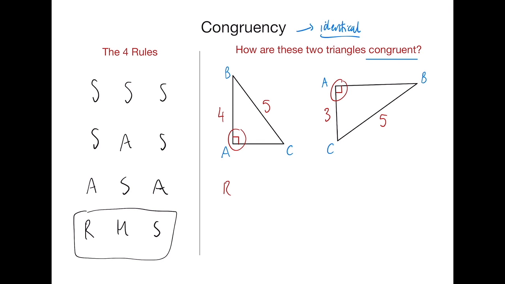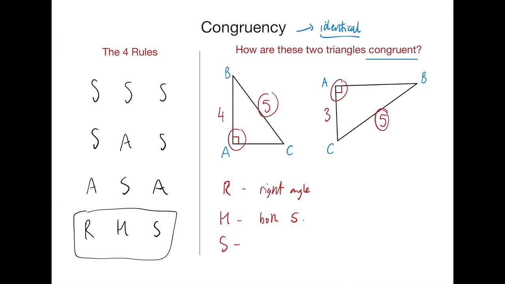So we could consider going down the route of RHS here. So they have a right angle, so we could go by the R, and that is common in both shapes. We know the H, the hypotenuse, is 5. So we would say both 5, for example. And finally the side. Now, on this one we have the side AB is 4, but on this one we have the side AC is 3.